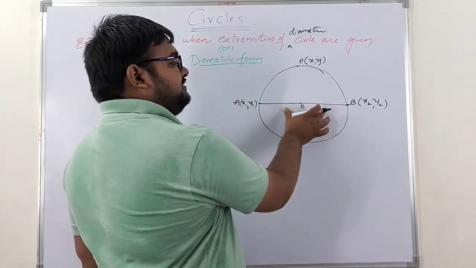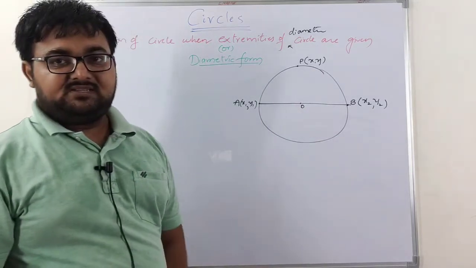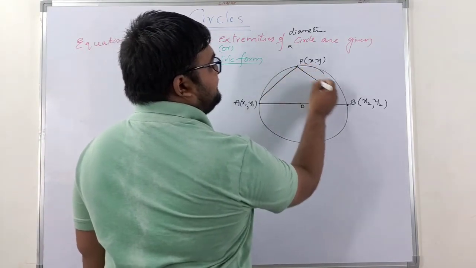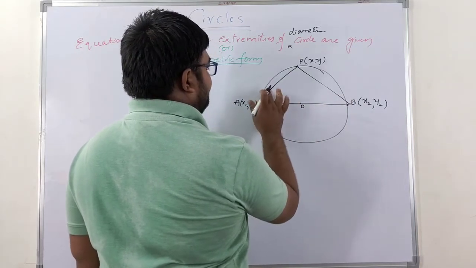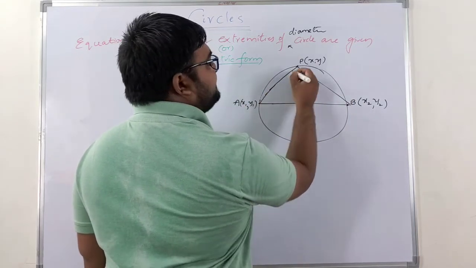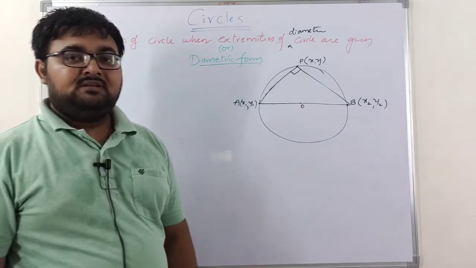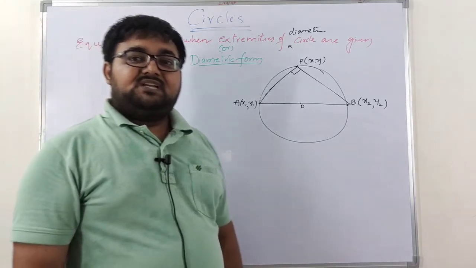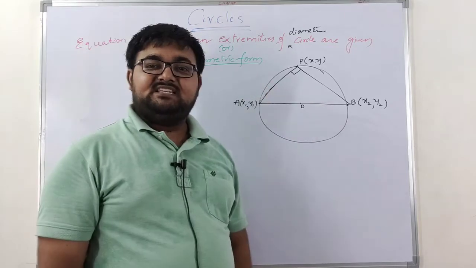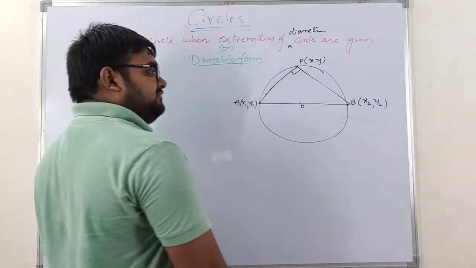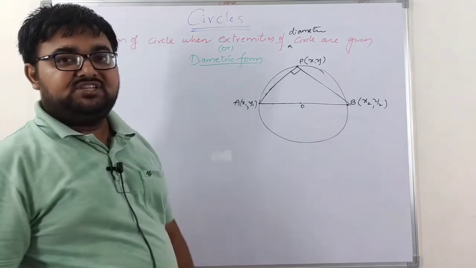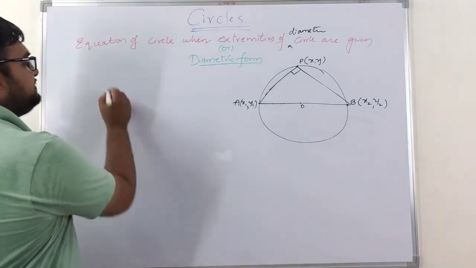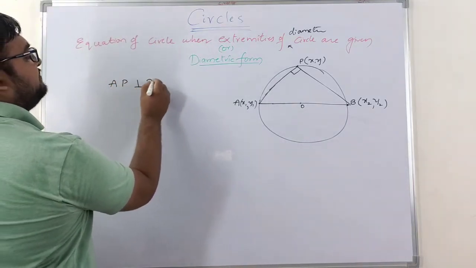When a diameter is drawn, the circle is divided into two semicircles. We know that the angle in a semicircle is 90 degrees, as we already discussed in the properties of circles. 90 degrees means these two lines are perpendicular to each other. So AP is perpendicular to PB.